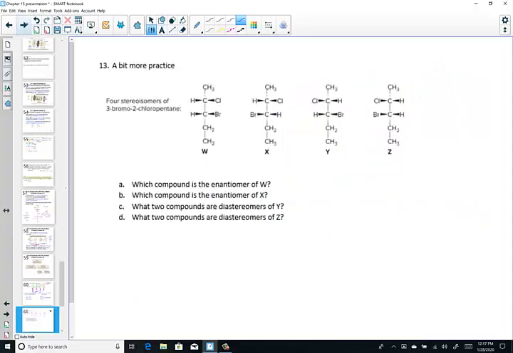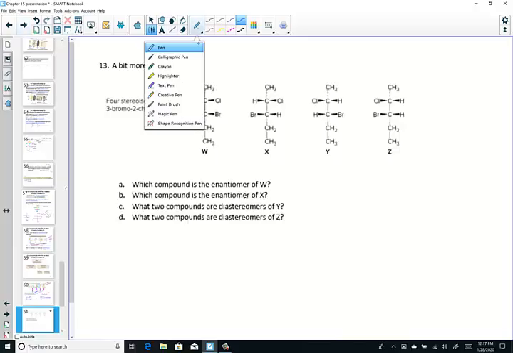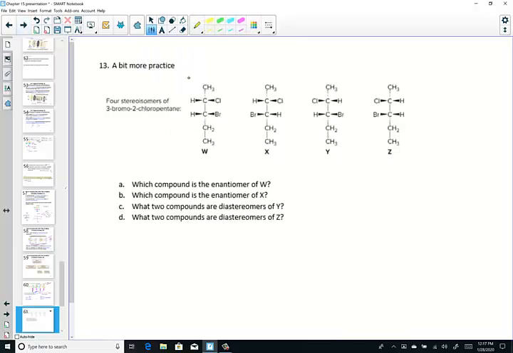Here we have 4 stereoisomers of 3-bromo-2-chloropentane. So again, these are Fischer projections. If I draw them as crosses, I can see that I have 2 chiral carbons. Those are what we're comparing. Now let's see, how do they arrange? And I noticed that up and down are the same, so I'm really just considering the horizontal axes.